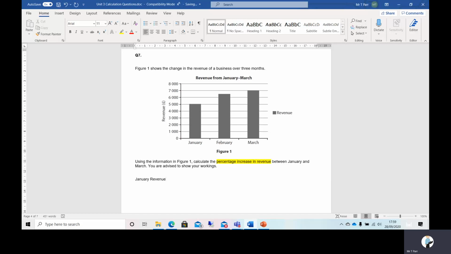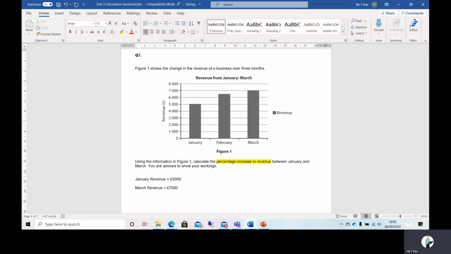How much was that? Okay, should be able to read a graph. £5,000. Okay, we don't need February because it's asking between January and March. So we just need to now have the March revenue. You can see there it is £7,000.